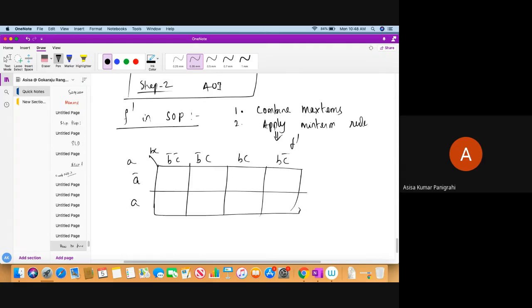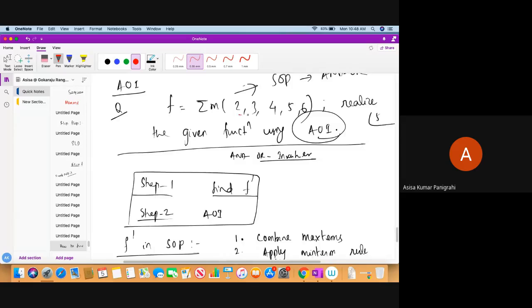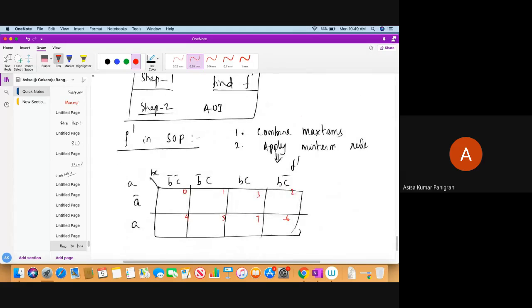And the min term positions, I know that this is, let's say, 0, 1, 2, 3, 4, 5, 6, and 7, and the min terms which are present in the function are 2, 3, 4, 5, 6. These are the min terms present, and other places it will obviously be 0.